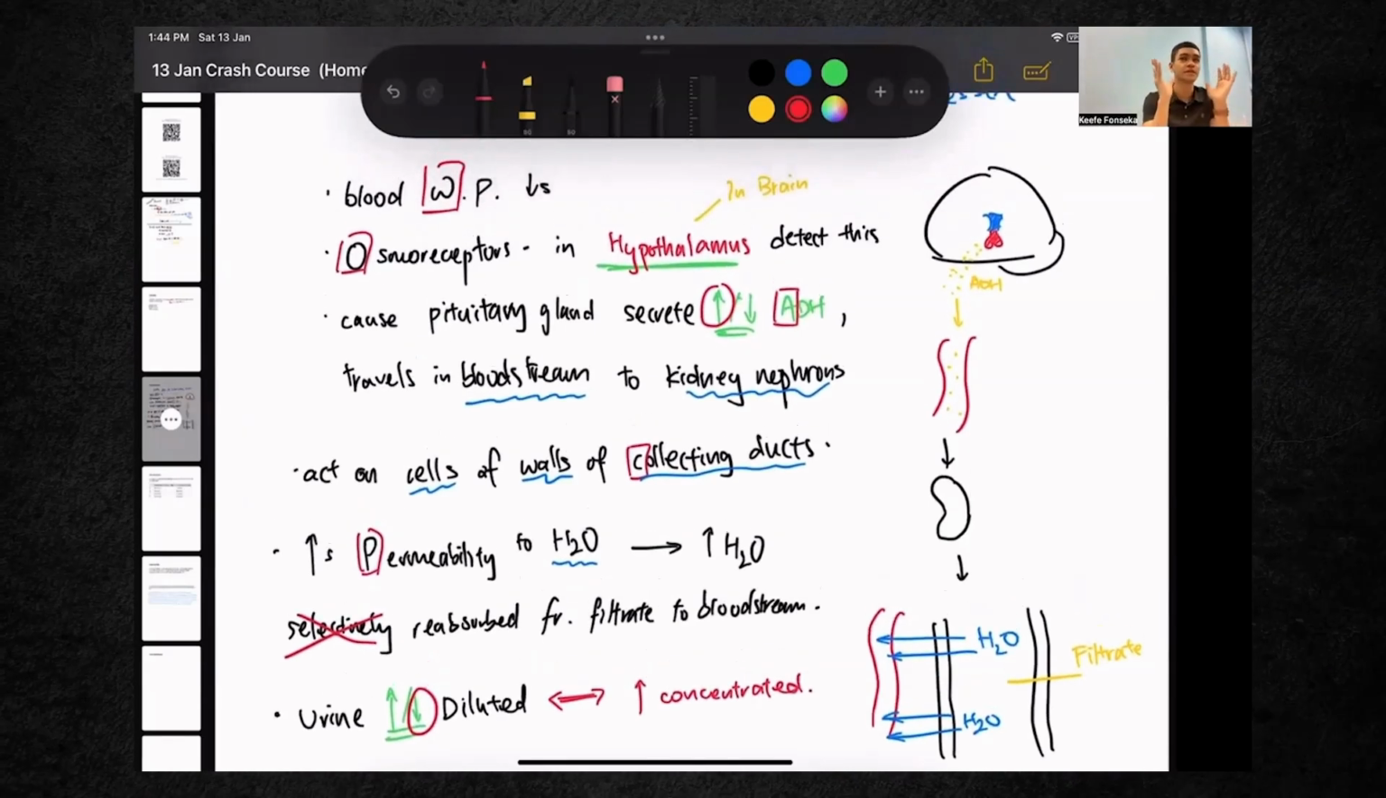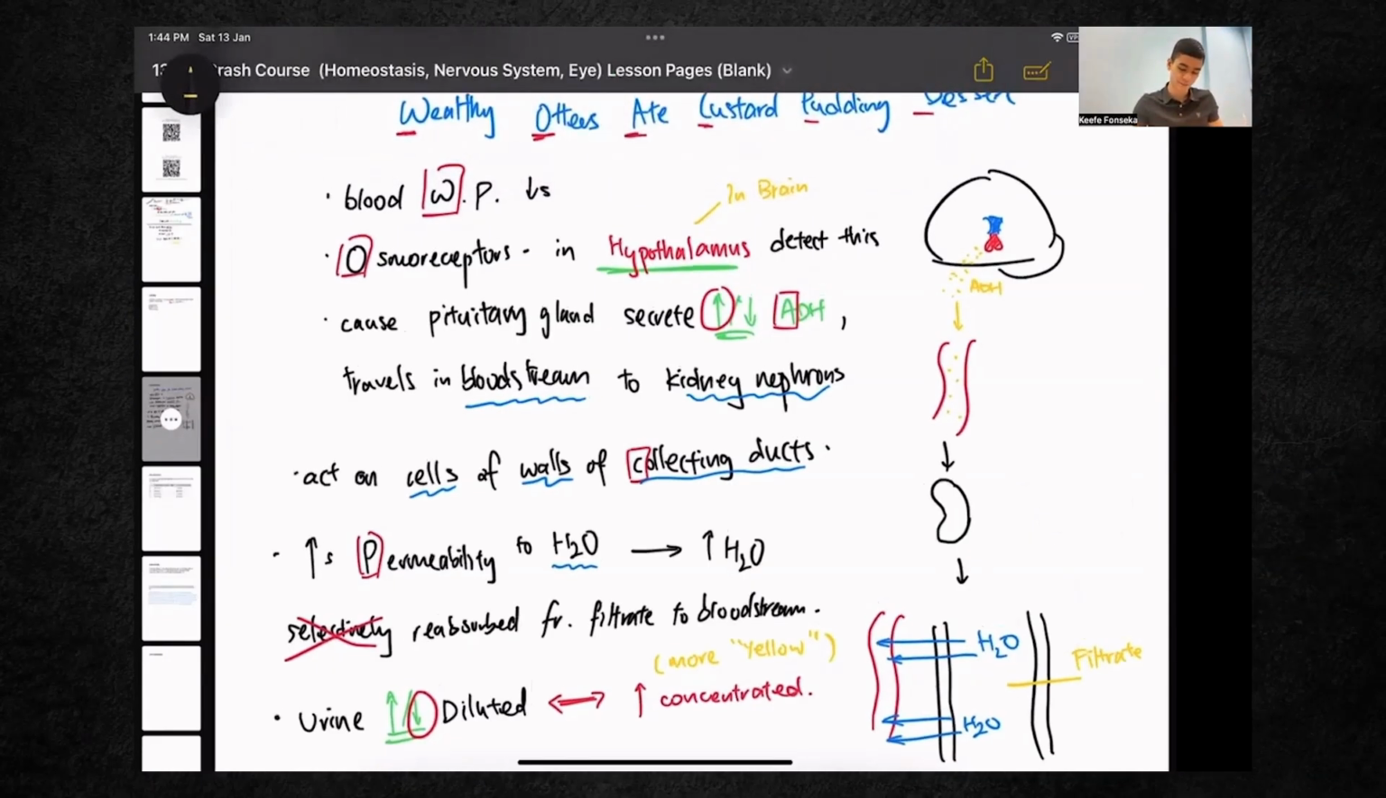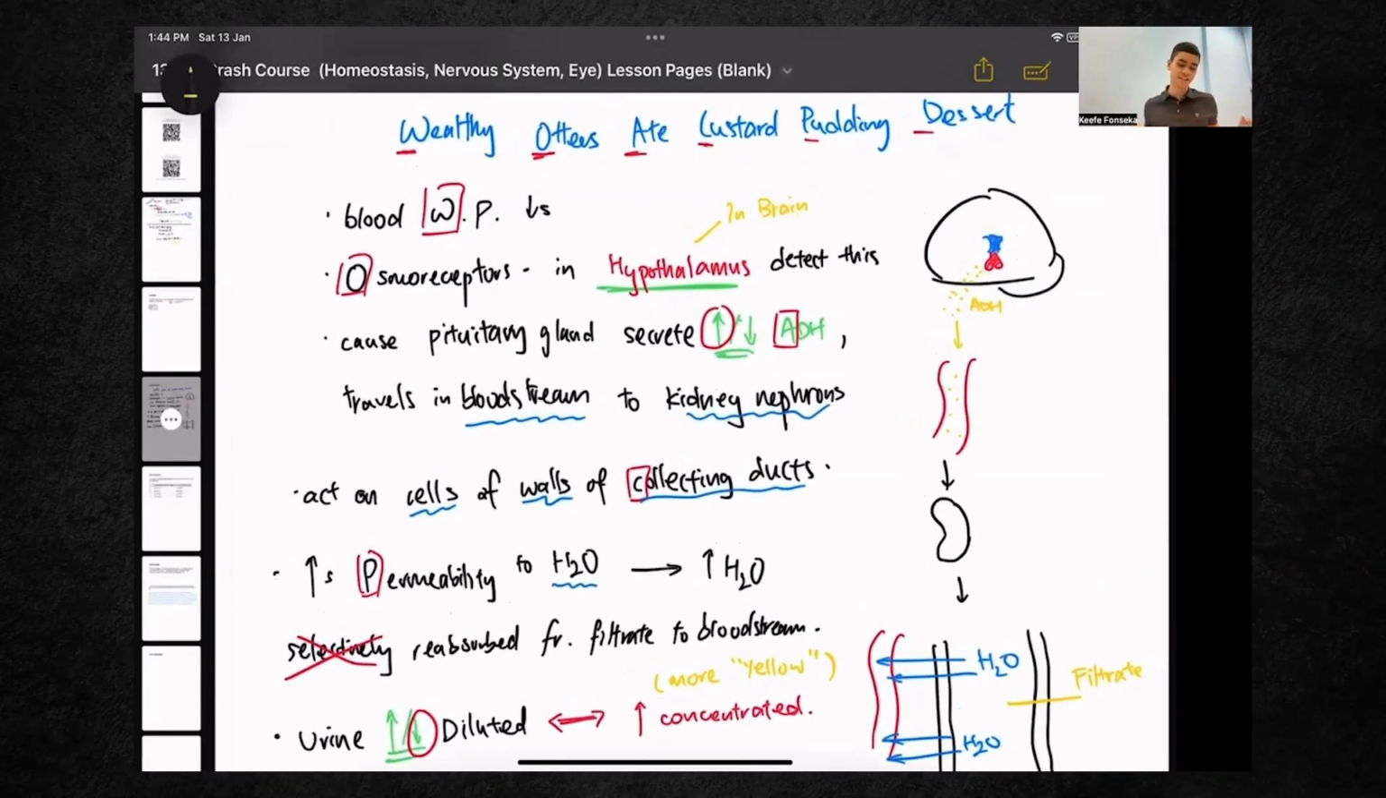I just like to think of it this way. It helps people remember very easily. It means that the pee is more yellow, right? Because when it's more yellow, it's more concentrated and there's less water in it. Yeah, this one we can all understand from life experience. So it becomes very easy to remember. Okay, more concentrated just means more yellow. Okay, so this is the memory shortcut. Wealthy Otters ate custard pudding dessert.